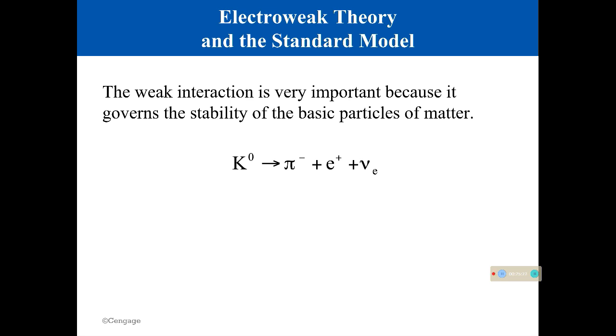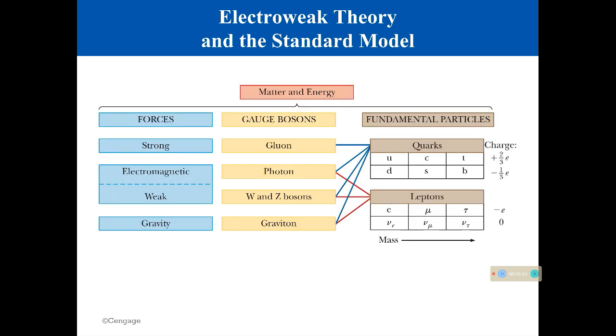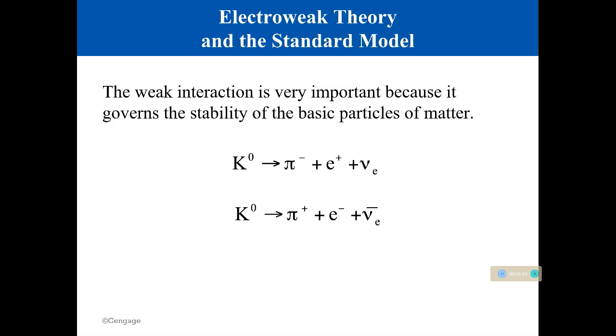The electroweak theory of the Standard Model: the weak interaction is very important because it governs the basic stability of particle matter. It's what decides whether or not something is stable or unstable. Specifically in beta decay, it explains how much energy the neutrinos get in order to balance it out, versus how much the positron gets in the top case, or the electron gets in the bottom case. Question: what is that K to the 0?